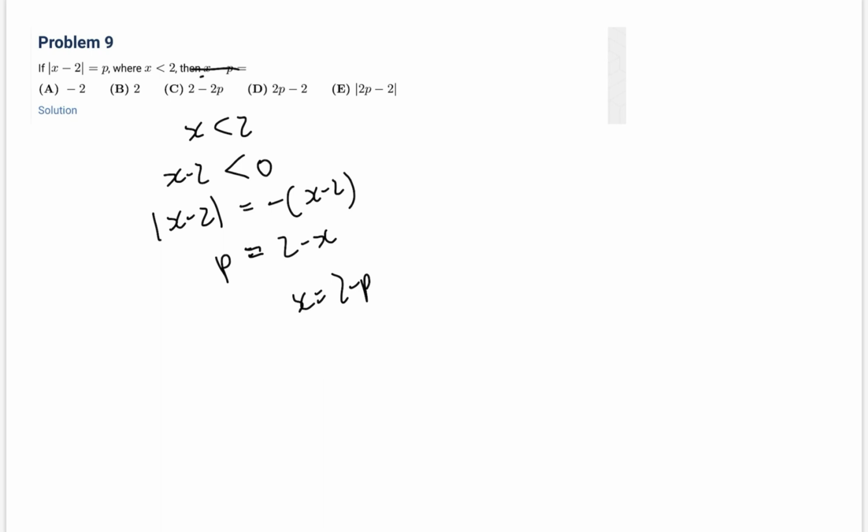So x equals 2 minus p. So what we want is x minus p. So x minus p equals 2 minus p minus p. So this is 2 minus 2p. Yeah, so it's 2 minus 2p, so it's C.